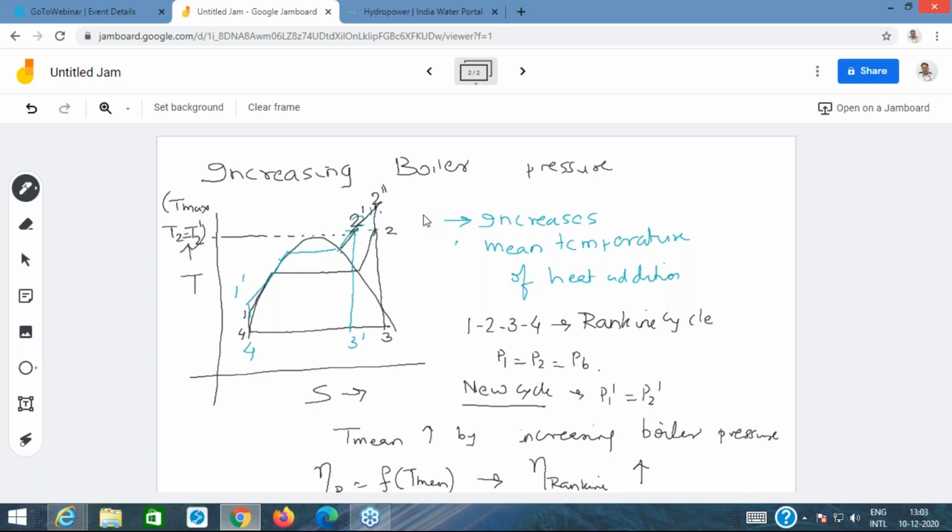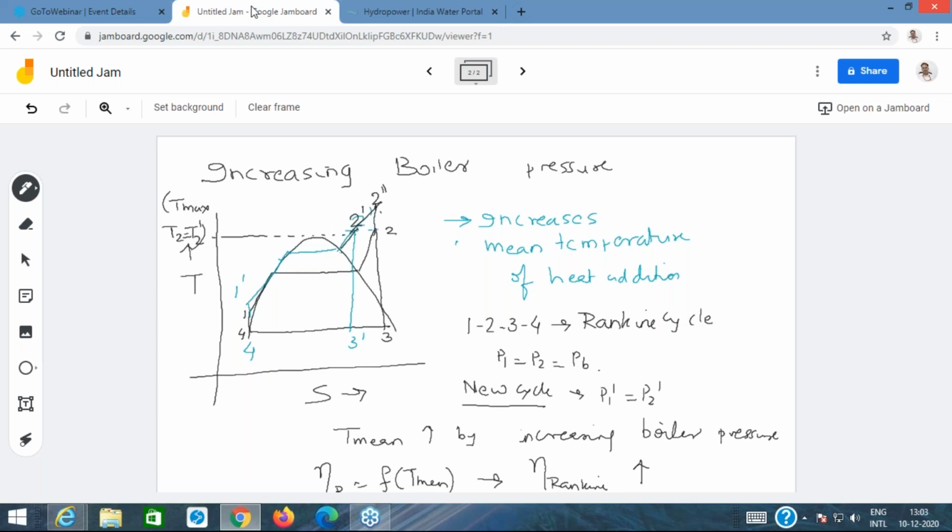So if I increase the degree of superheat, then the mean temperature of heat addition increases and simultaneously the steam remains sufficiently dry at the exit of the turbine. Okay, so this is an interesting method of increase, and that is the reason why if you visit a power plant unit and look at the boiler pressure and the superheated steam temperatures, you'll always find that the boiler pressures are high and the steam is sufficiently superheated.